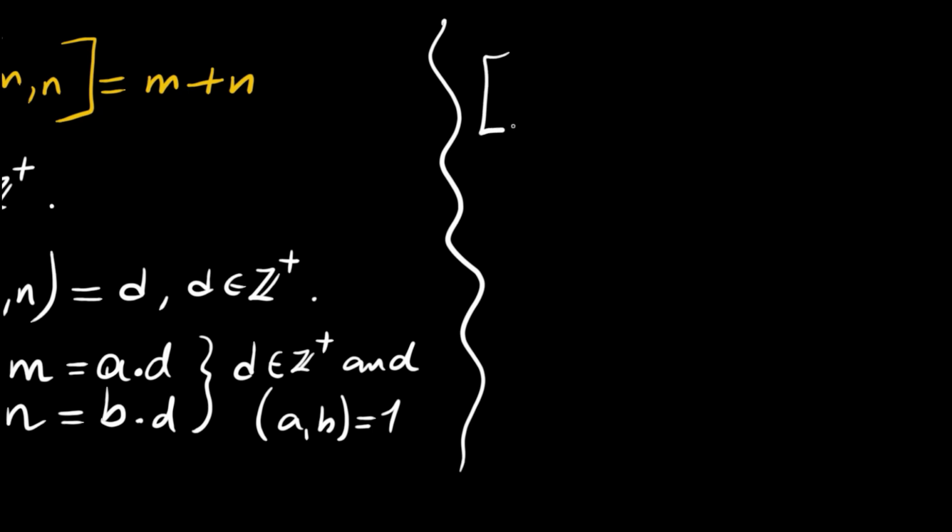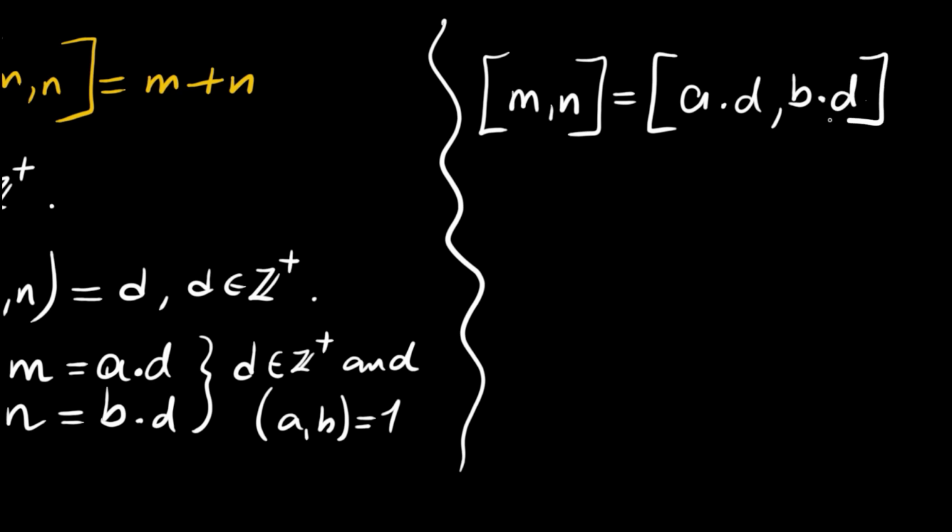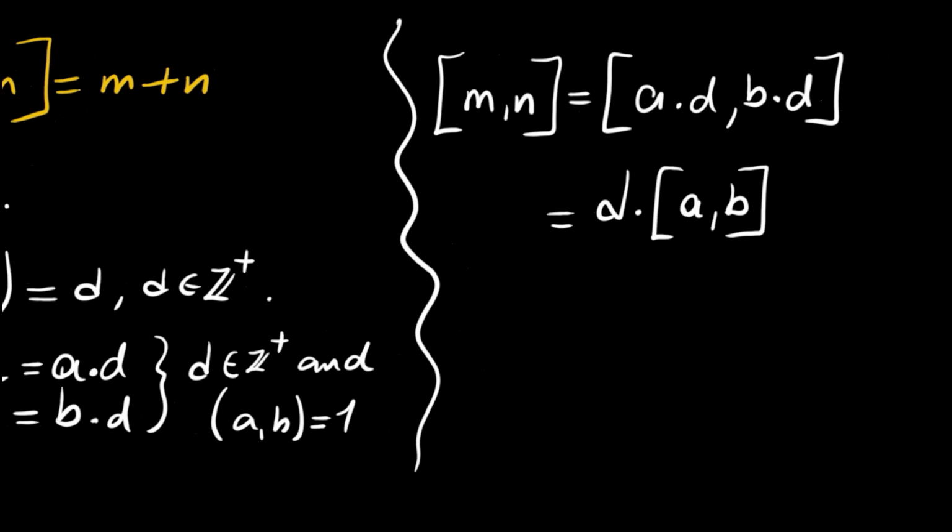Then the least common multiple of ad and bd should be equal to d times the least common multiple of a and b, and since these are co-prime, the least common multiple will be the multiplication of these two. So the LCM of m and n is equal to d times a times b.